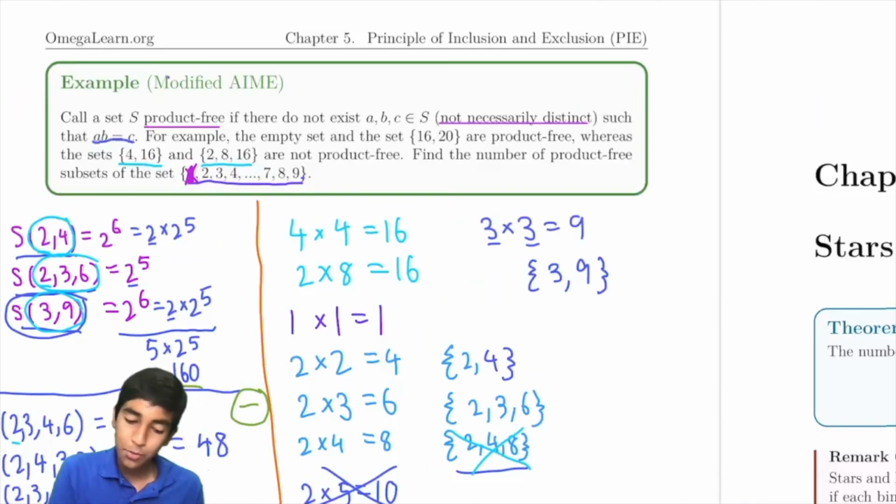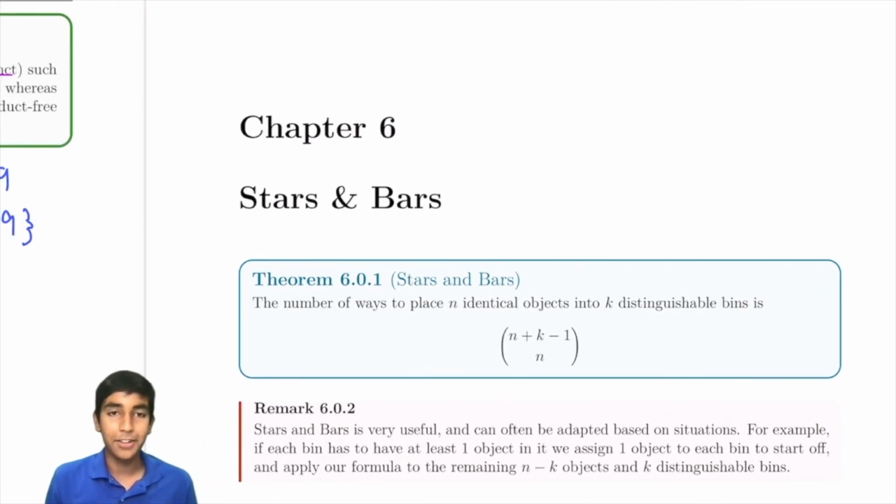Okay, next we're moving on to stars and bars. Stars and bars is a very clever bijection, which is very useful for simplifying problems, and it's a very special kind of technique that is very useful in many types of competition math problems. But if you're interested in that, you'll have to check out the next video over here.